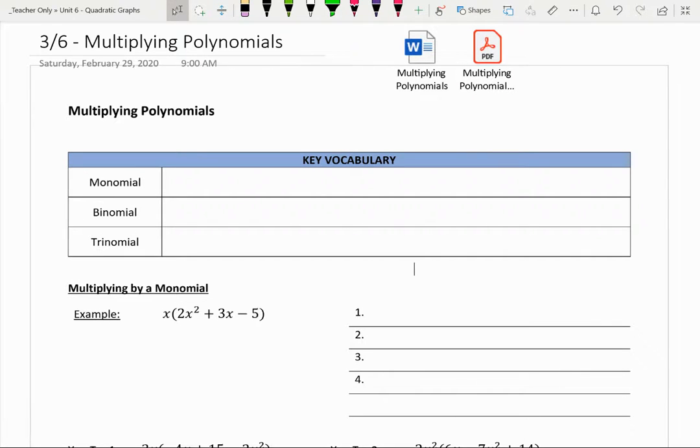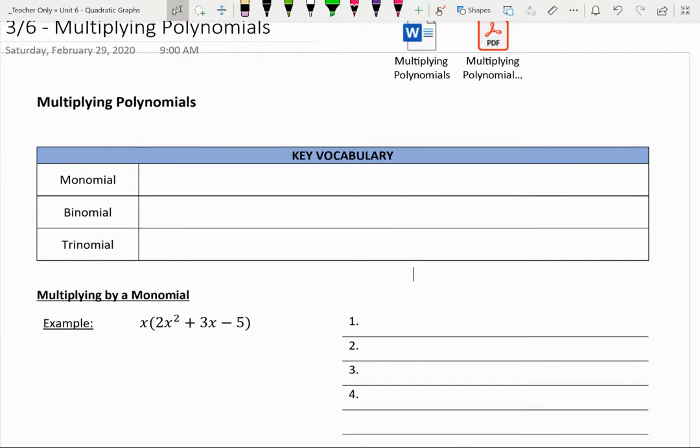So Wednesday you looked at combining like terms and adding and subtracting polynomials. Yesterday you used area models to talk about equivalent expressions. And today we're going to build off of that using the area models to multiply polynomials together.